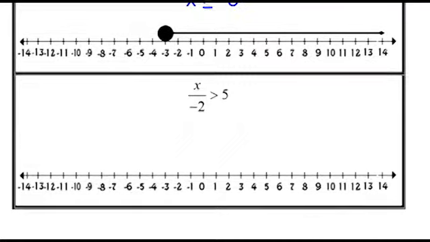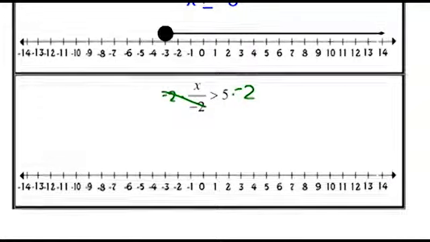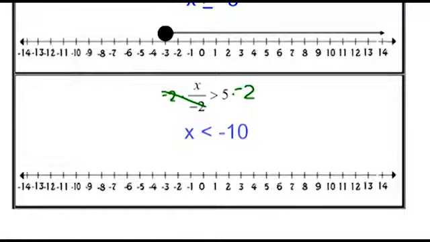X over negative 2 is greater than 5. I'm dividing by negative 2, so to solve it, I'm going to multiply by negative 2 on both sides. Remember, when you multiply or divide by a negative, you end up flipping your inequality. This was greater than, it's going to become less than. So x is now less than negative 10. So I'm going to plot at negative 10. It's going to be open at negative 10.